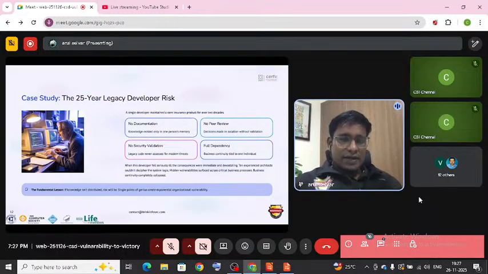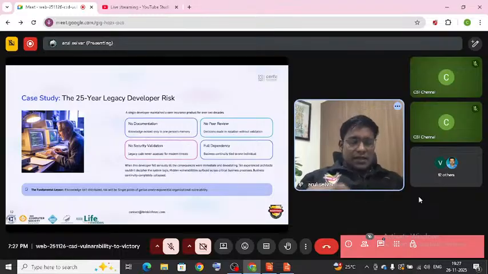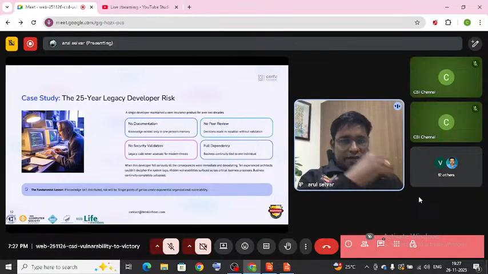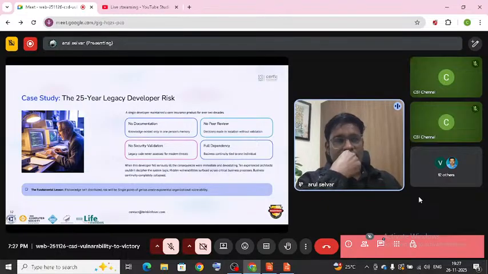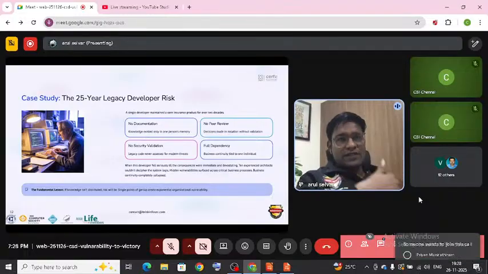So next case study we are moving to is about one of the insurance companies. The biggest thing is, one of the developers joined and got experience of around 25 years from that company, from the development team.